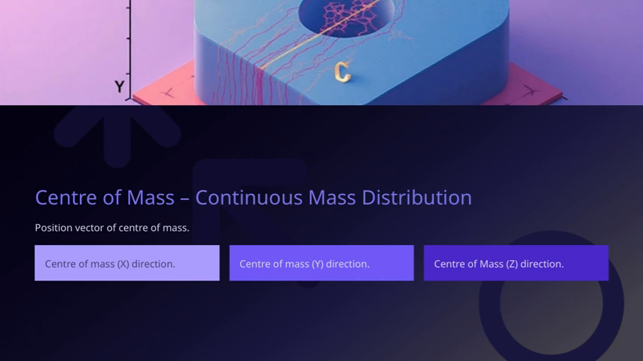Now, when we talk about the position vector of the center of mass, we're referring to a vector that points from a chosen reference point, usually the origin, to the specific point where the mass can be considered to be concentrated. This vector is essential because it gives us a precise way to locate the center of mass in three-dimensional space. Finally, when dealing with a continuous mass distribution, things get a bit more complex. Instead of discrete particles, we have a continuous spread of mass, like a solid object. In this case, calculating the center of mass involves integrating over the entire volume, taking into account how the mass is distributed throughout the object. Understanding these concepts is fundamental because it helps us analyze and predict how objects behave under various forces, which is at the heart of mechanics and structural analysis.